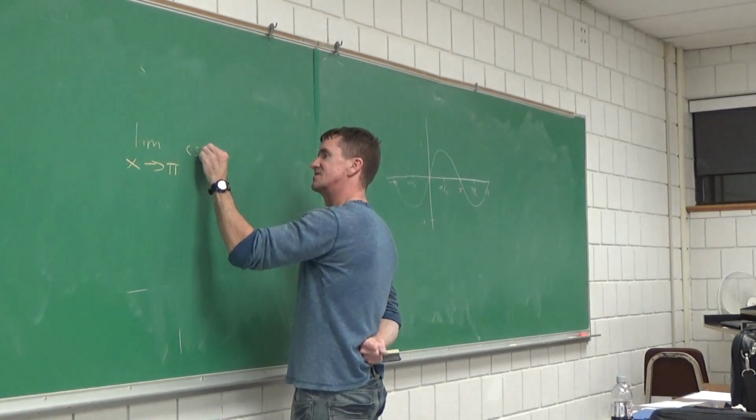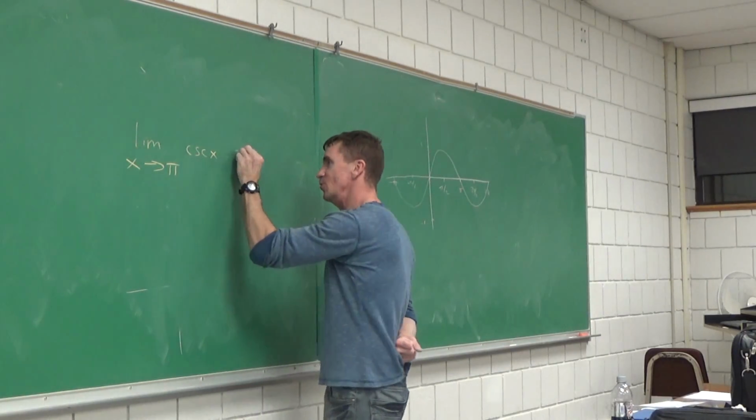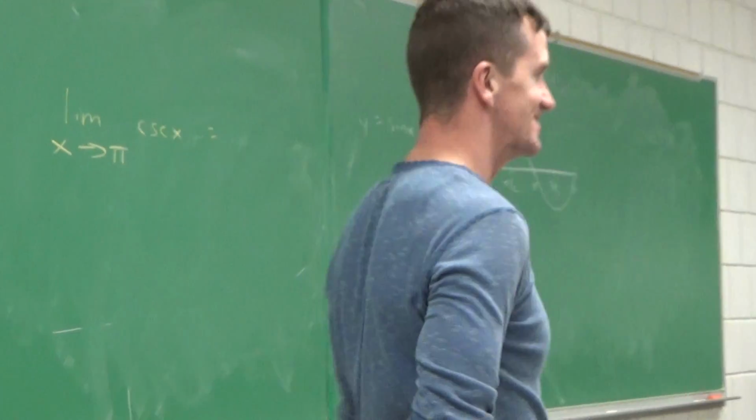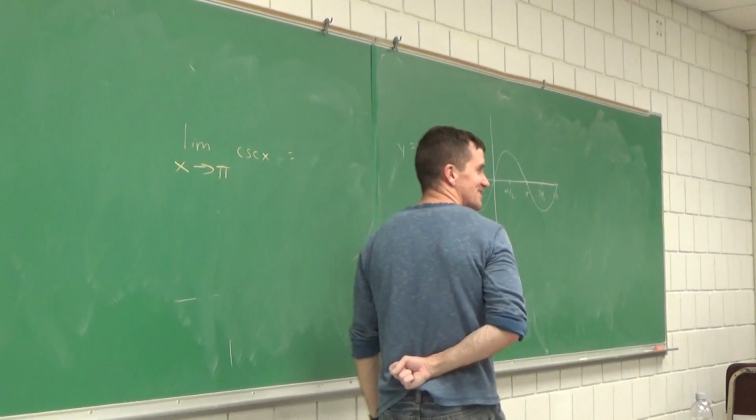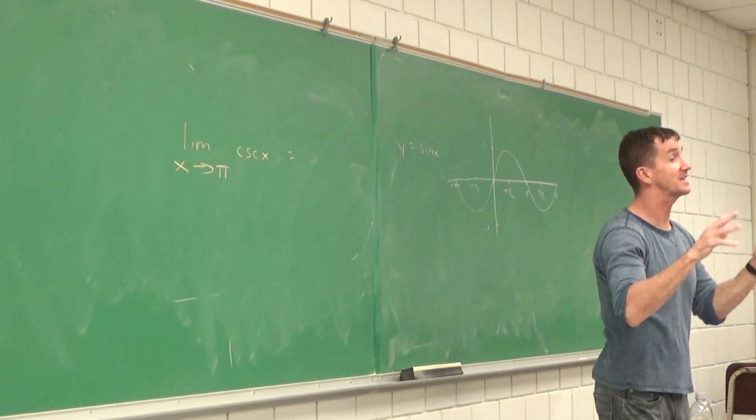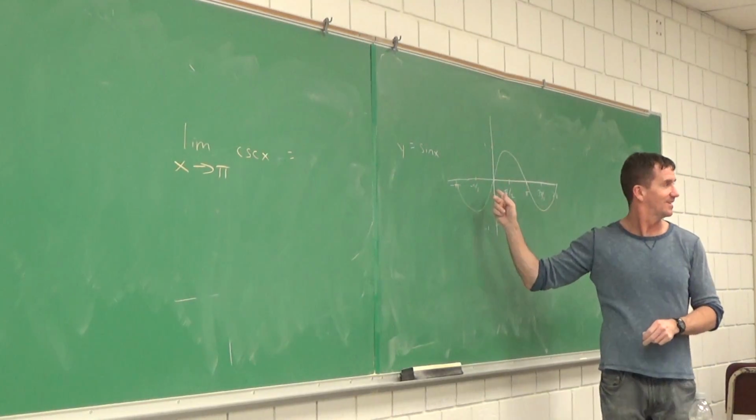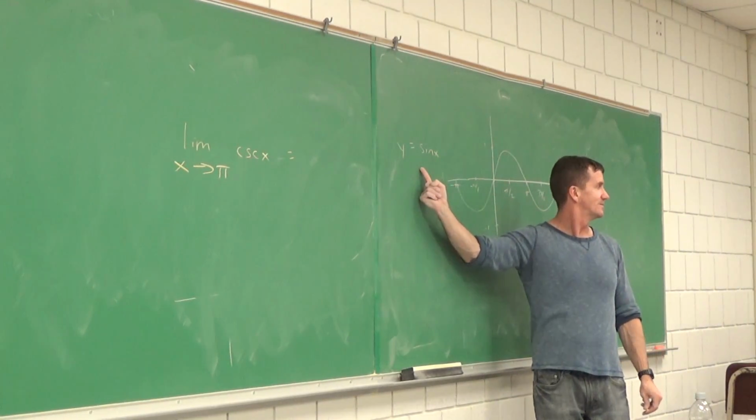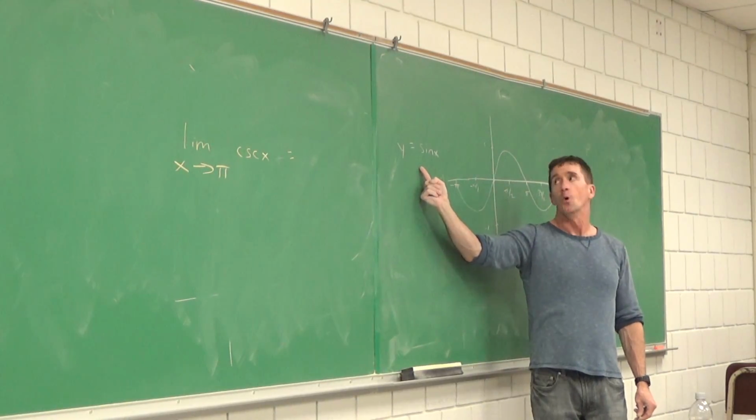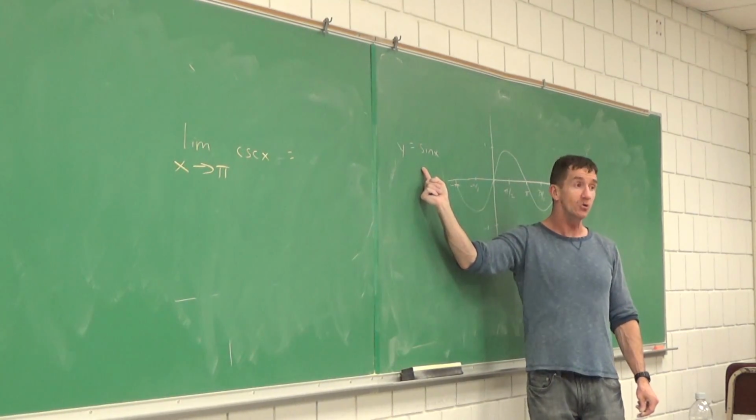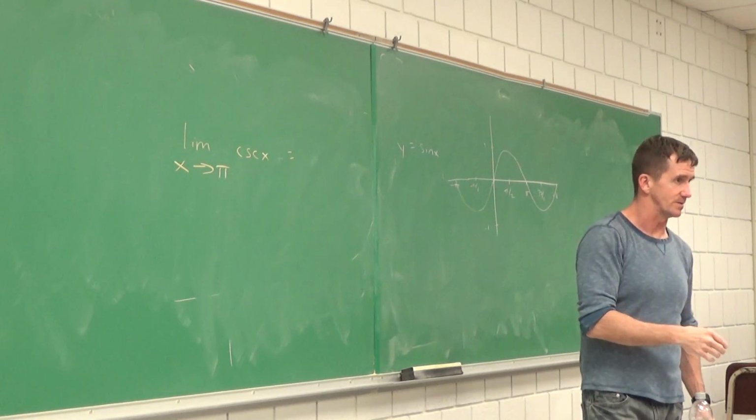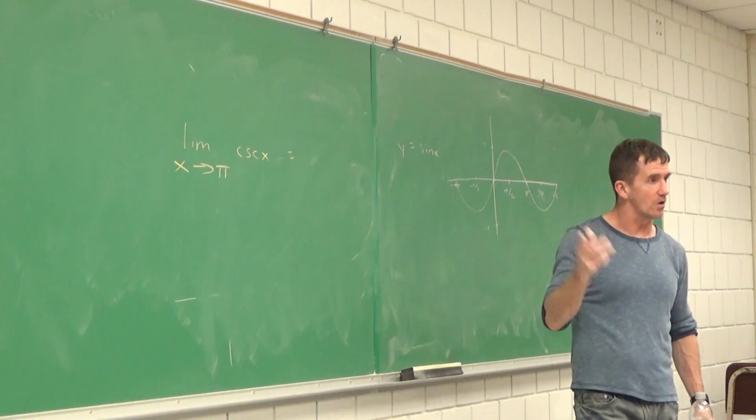Now this function. Ooh, no, don't be intimidated. We can do this. Cosecant of x. How do you make the cosecant of x graph? It's a piece of cake if you can make the sine graph, because it's the reciprocal value. Cosecant of x is equal to 1 over sine of x. They're called reciprocal values.